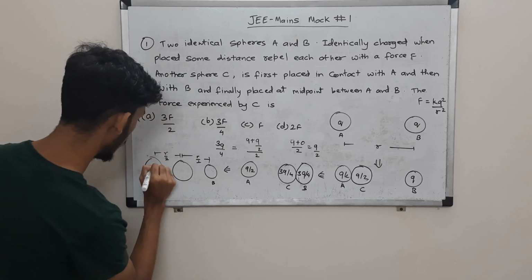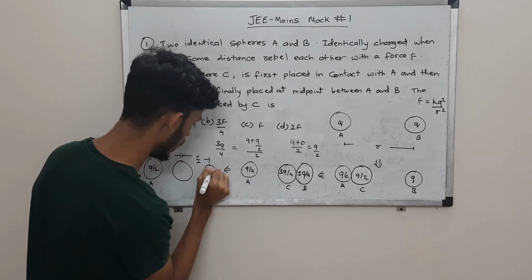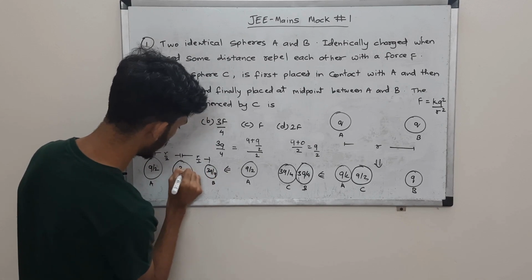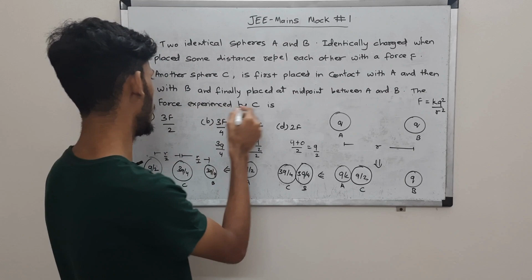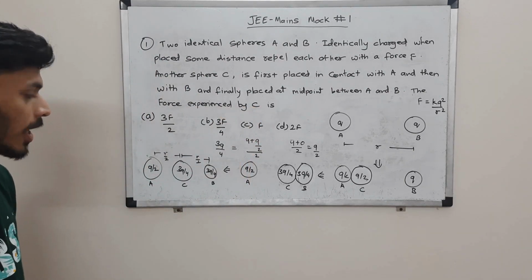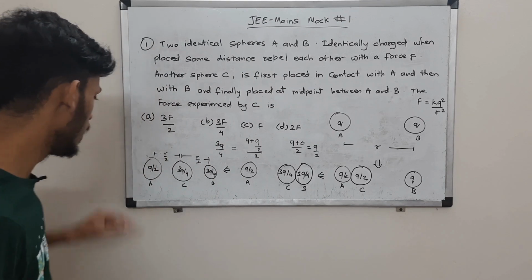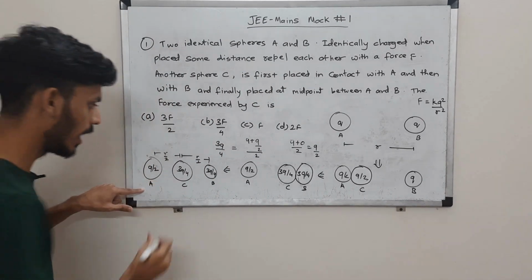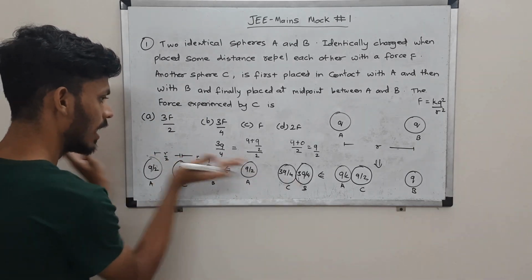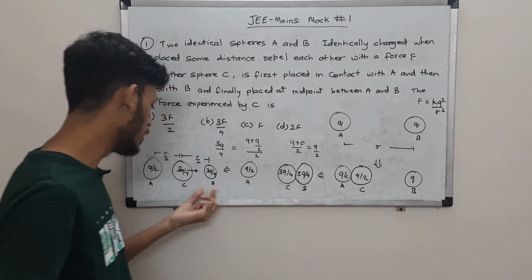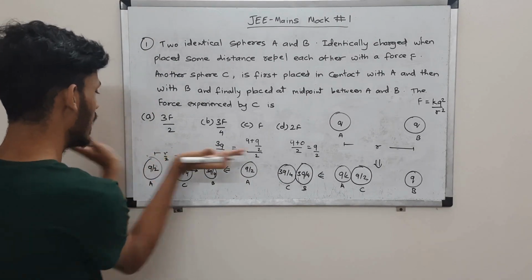So now A has a charge of q by 2, B has a charge of 3q by 4 and C also has a charge of 3q by 4. Now we are supposed to tell what is the net force experienced by C. One more careful point to be remembered is that the force on C due to A is in this direction, like charges, so they will repel, and the force on C due to B is in this direction, again like charges, they will repel.